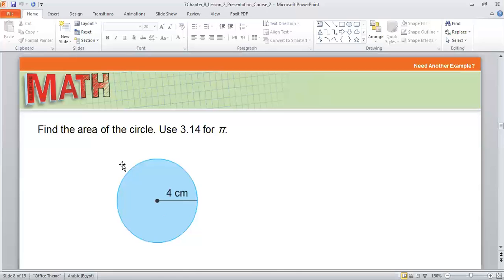No, wait. 4 power 2 means 4 times 4, not 4 times 2. 4 power 2 means 4 by 4. Okay, just wait. 4 times 4 equals 16, times 3.14 equals 50.24. So this number, excellent, is equal to 50.24.